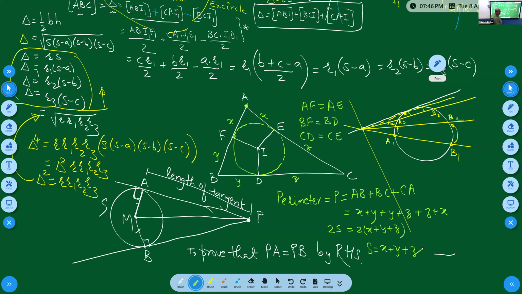Therefore, X plus Y is equal to S minus Z. Or Z is equal to S minus (X plus Y).